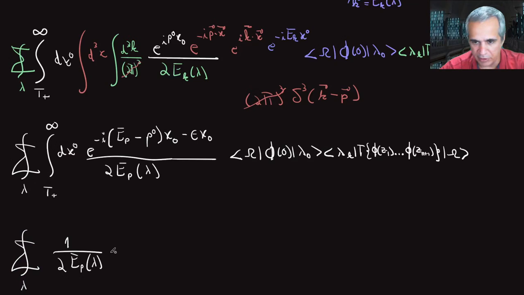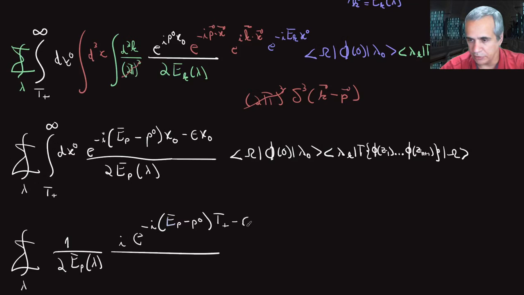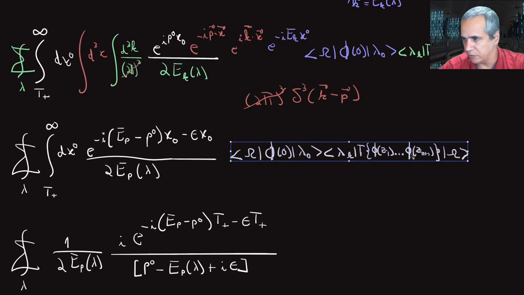And the integral itself will give me an i exponential of minus i (E_p − p₀ − iε) t, over p₀ minus E(λ) plus iε. And of course, I just repeat all of these.